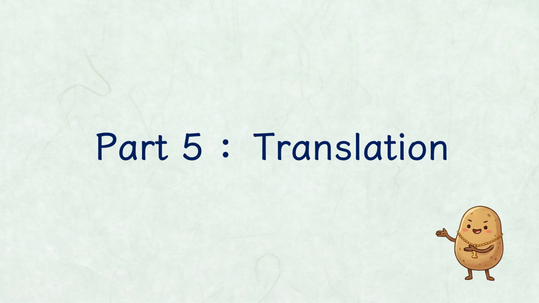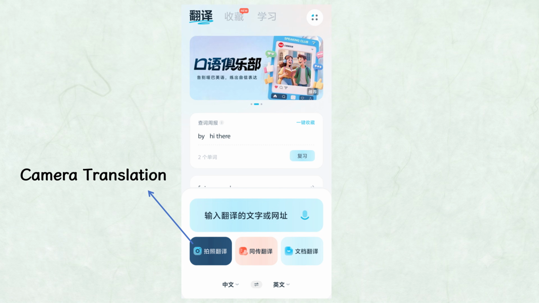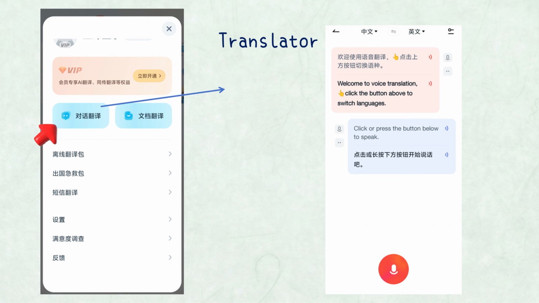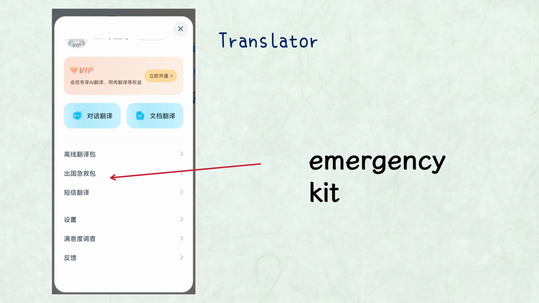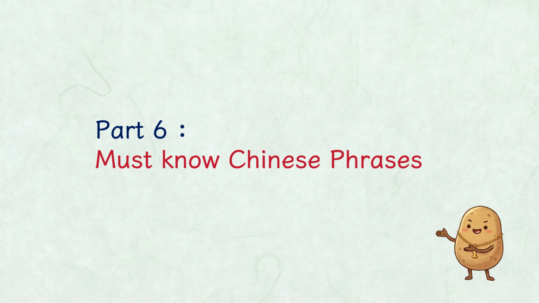Part 5 Translation. Besides Google Translate, I highly recommend Dear Translate. No login required. It works far better for daily Chinese scenarios. Open the app. Here's the photo translation function. Tap here for real-time conversation translation. The most valuable feature is the emergency kit. It stores audio recordings of lines for 7 different emergency situations. Just hit play when you need help.